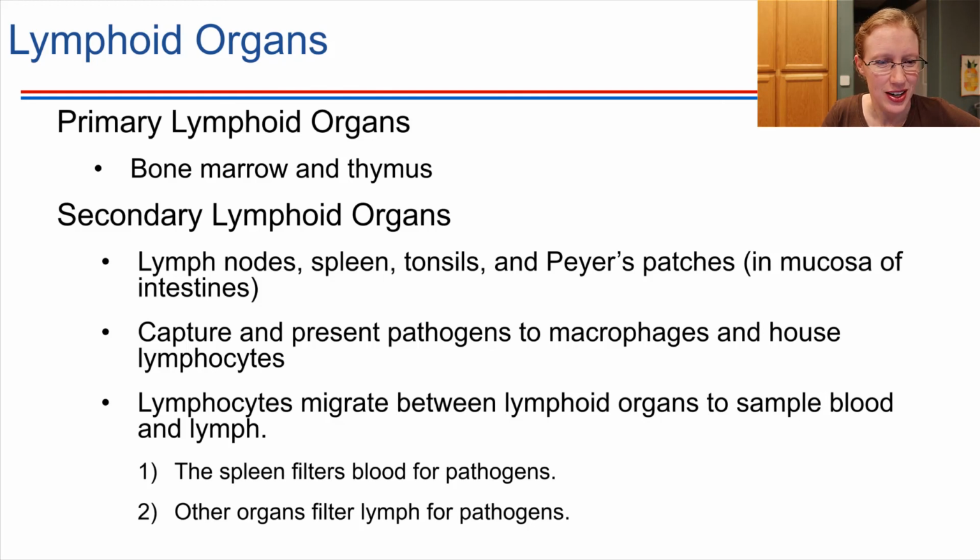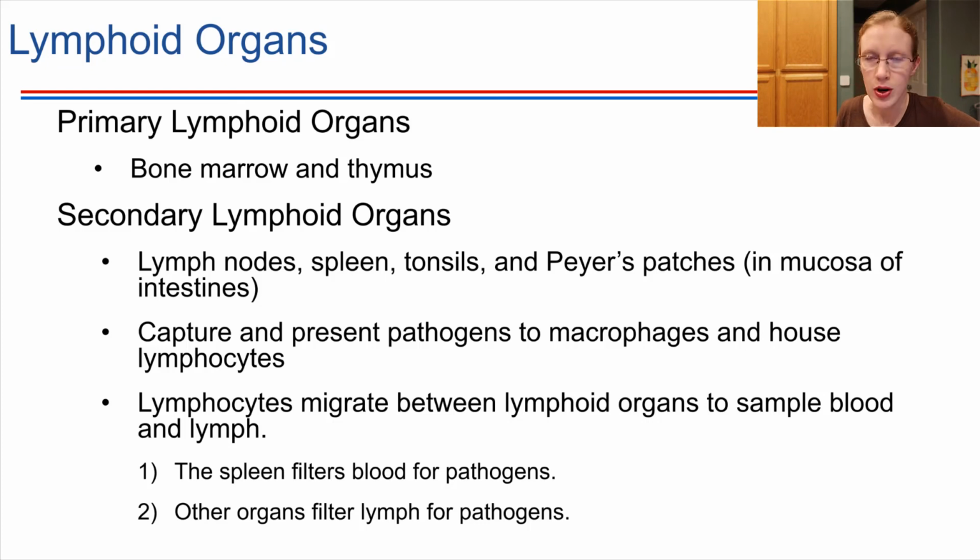Okay, so lymphocytes travel. They don't stay put. They have a home. These secondary lymphoid organs are where they ordinarily hang out, but from time to time they travel out and go into circulation. So they go back and forth between being in circulation and being in these lymphoid organs.